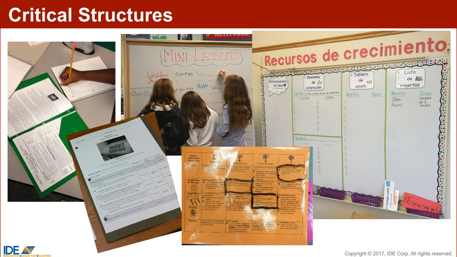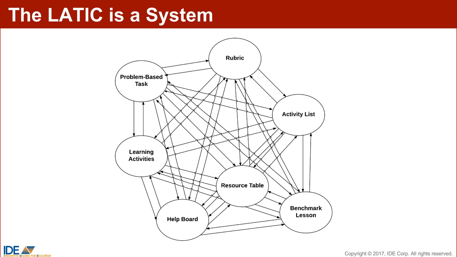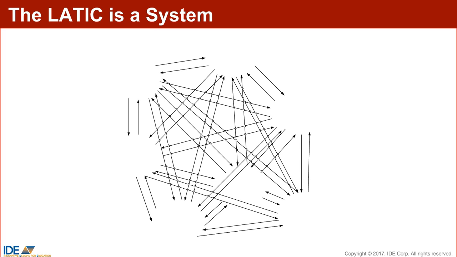There are many structures and strategies that you might find in the classroom. However, some are fundamental and therefore critical. If you drop one, you no longer are implementing with fidelity. The structures and strategies create a system of interdependent components. When implemented with fidelity, they create a strong network to support student achievement. It's all about the interconnection among the components.